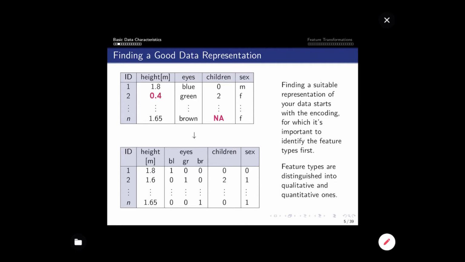Now we have a look at the feature types, and the feature types are distinguished into qualitative and quantitative ones.